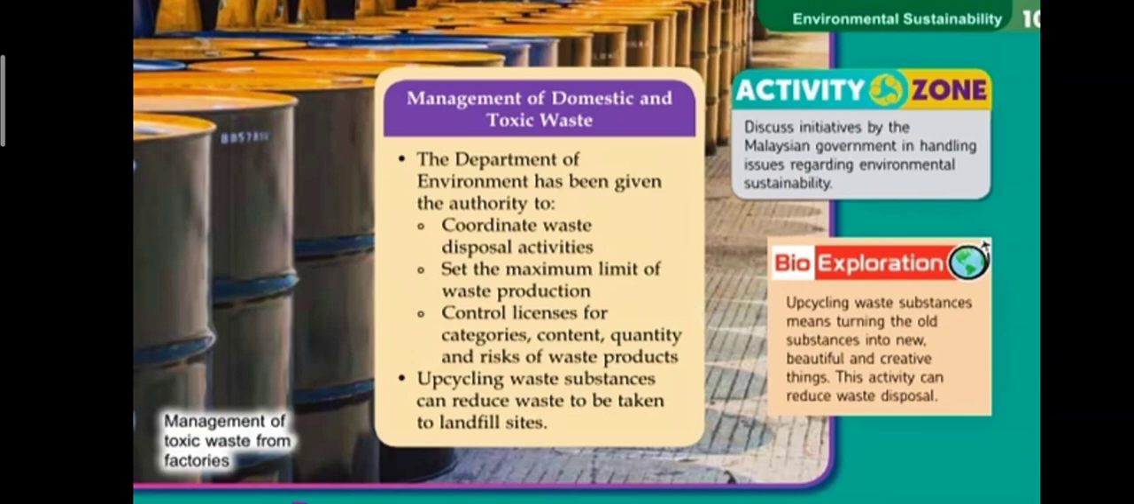Okay, management of domestic and toxic waste. Maksudnya domestic and toxic waste perlu diurus dengan baik. The Department of Environment have been given the authority to coordinate waste disposal activities, set the maximum limit of the waste production, control license for categories, content, quantity, and risk of the waste product. Upcycling waste substance can also reduce waste to be taken to landfill sites. Okay, so kena manage dengan baik.